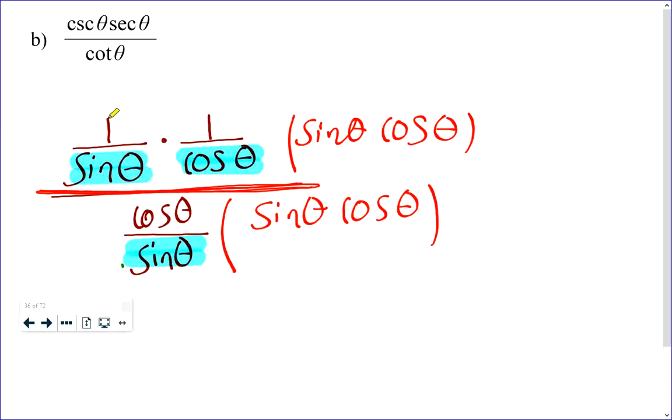I have to go back and explain something to you about multiplication, because some people will make a fatal mistake here, and I want to avoid that right from the beginning. This is a multiplication here, here, and here. We are not going to take this sine of theta, cos of theta in red and multiply it by 1 over sine and multiply it by 1 over cos. That's not how multiplication works.